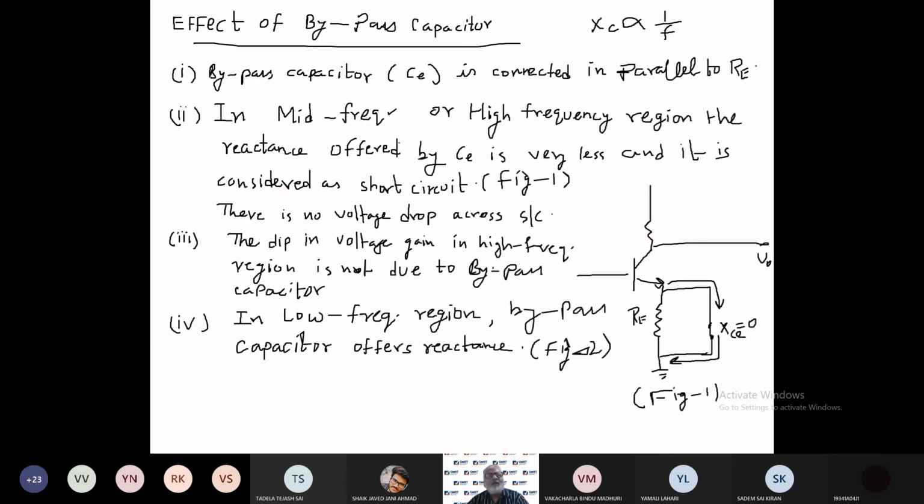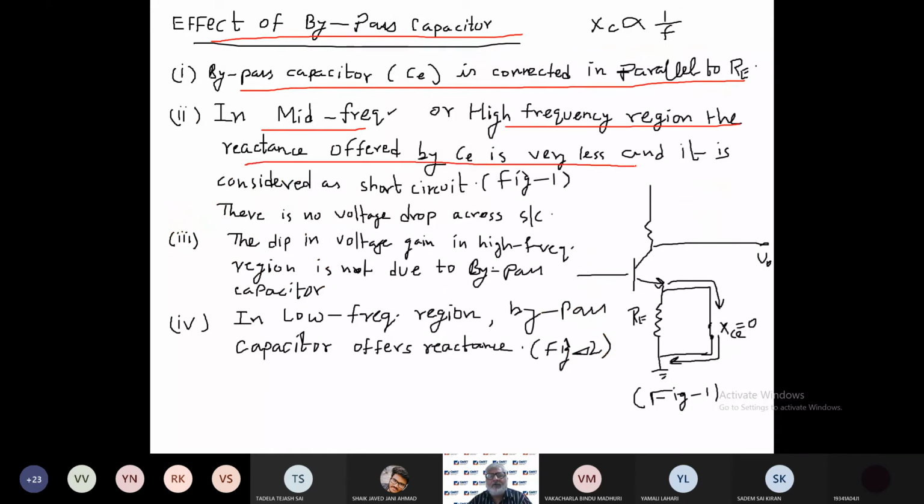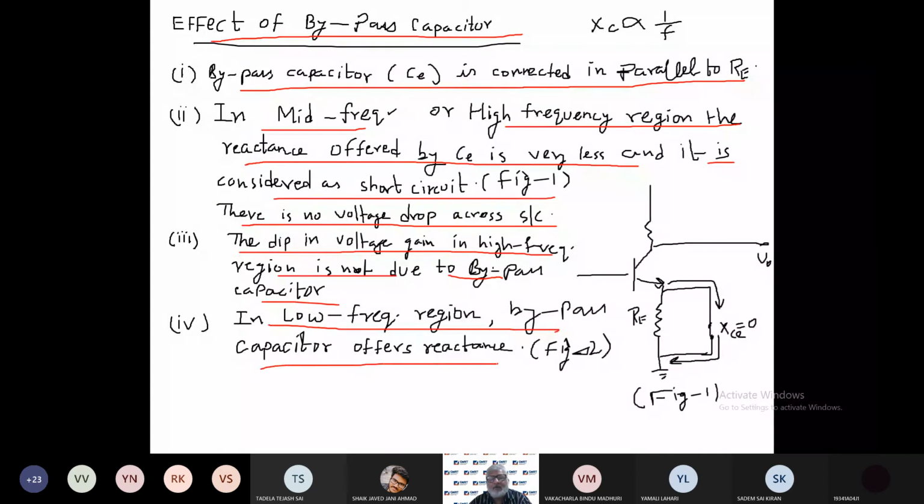Now what is the effect on the bypass capacitor? The bypass capacitor is connected in parallel to RE. In mid frequency and high frequency region, the reactance offered by the bypass capacitor is very less and it is considered a short circuit. There is no voltage drop across a short circuit, so the dip in the voltage gain in high frequency region is not due to the bypass capacitor. But in low frequency region, the bypass capacitor offers reactance.